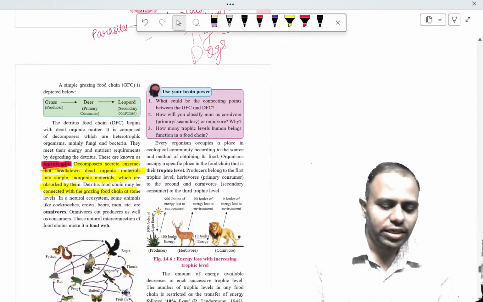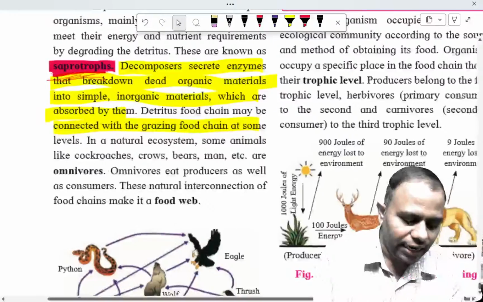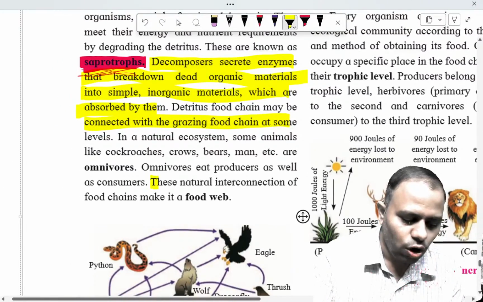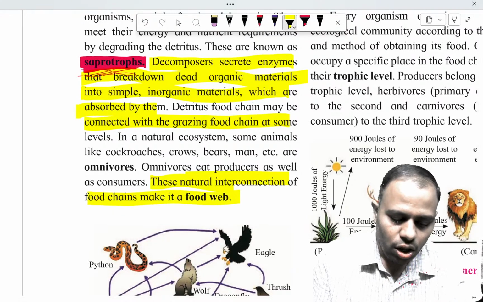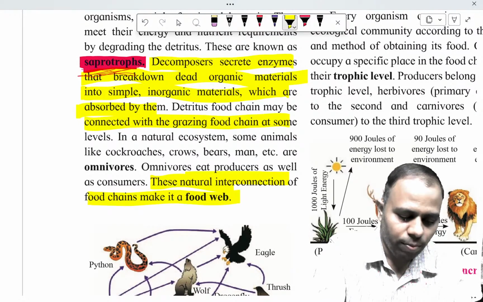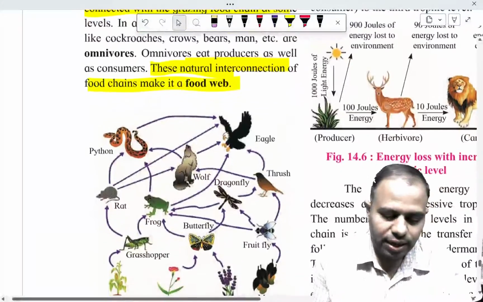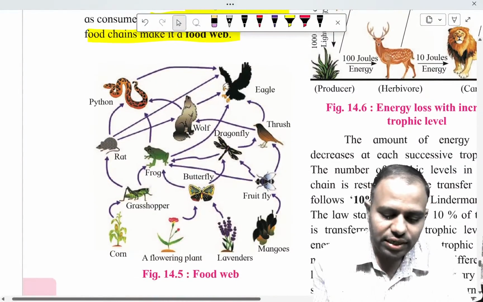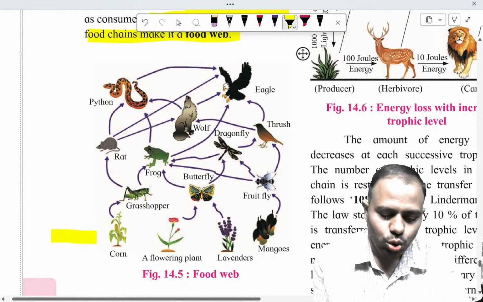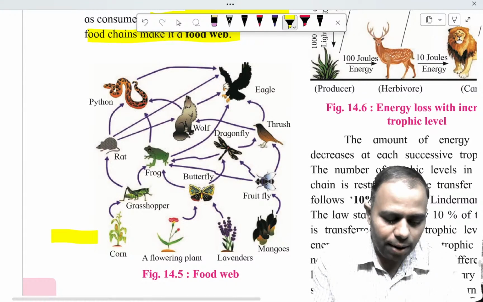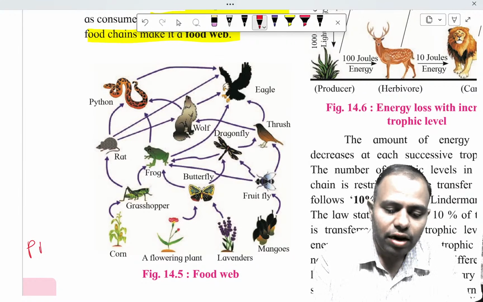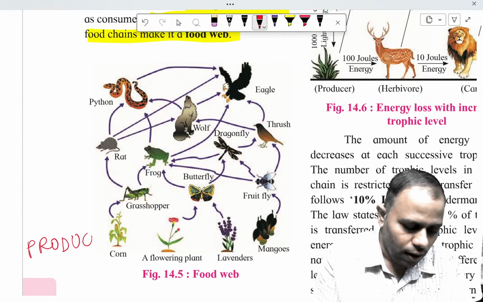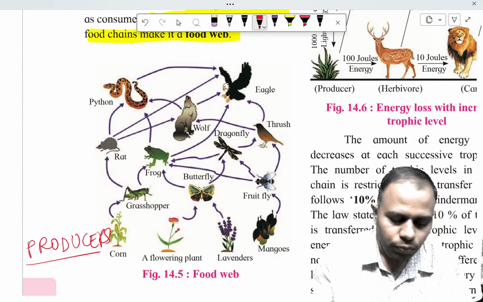So all the natural interconnections of food chains make up the food web. What does it make up? It makes up the food web. You can see a photograph of a food web shown here, where the primary level is occupied by whom? The primary level is occupied by producers.